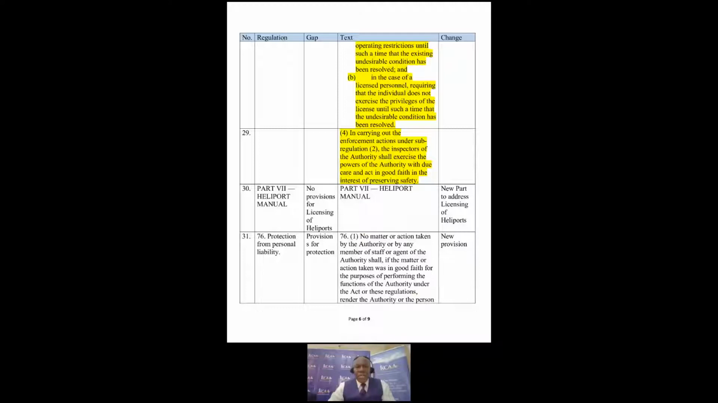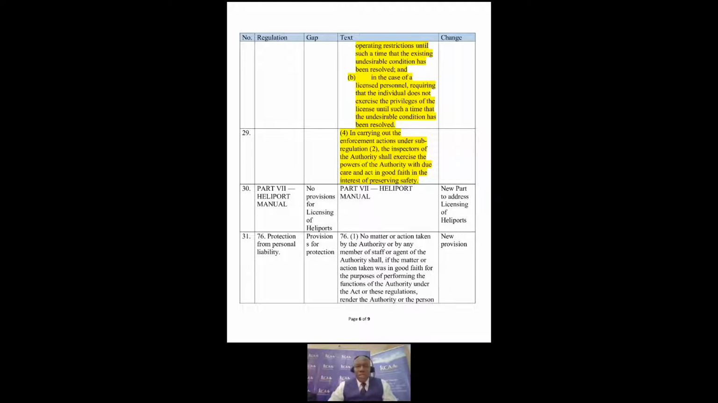And Part 7 is also included to provide guidance on heliport manual. Remember, we've just included the issue of heliports, and therefore Part 7 also comes in to provide guidance on heliport manuals.